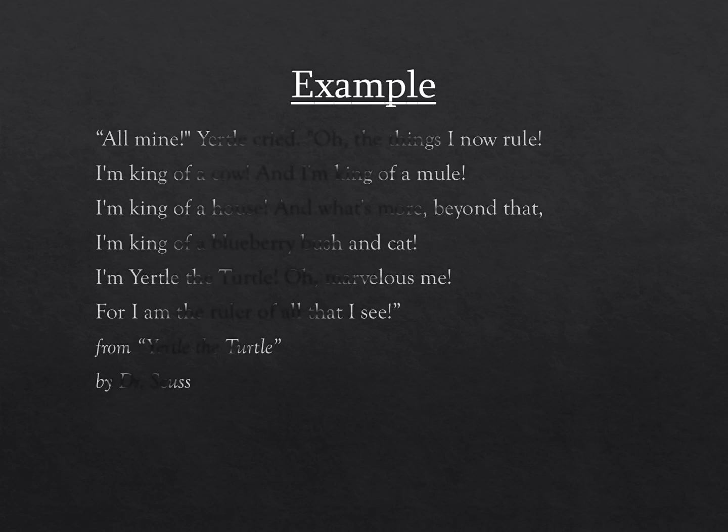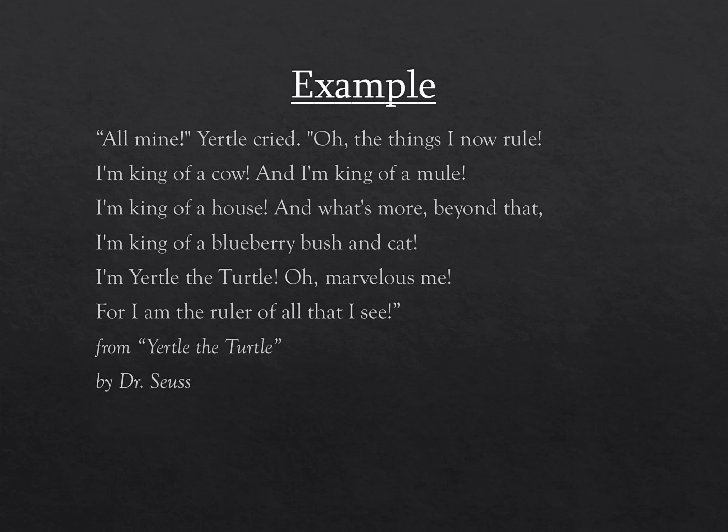Example, we have: "All mine," Yertle cried. "Oh, the things I now rule. I'm king of a cow, and I'm king of a mule. I'm king of a house, and what's more beyond that, I'm king of a blueberry bush and cat. I'm Yertle the Turtle, oh marvelous me, for I am the ruler of all that I see." This is from Yertle the Turtle by Dr. Seuss.